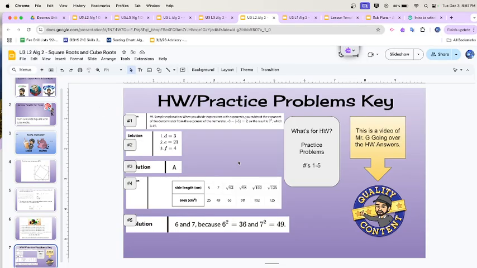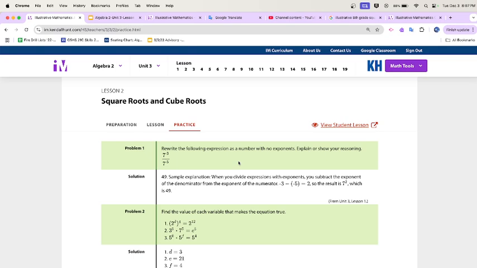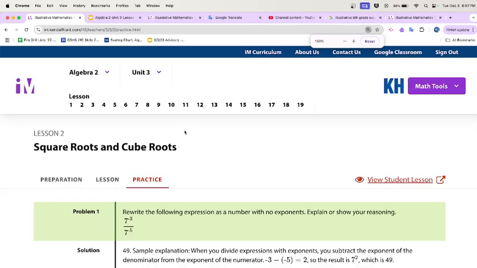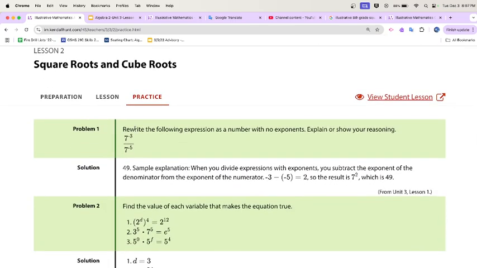Oh, there's the answers for the homework. Let's jump into the practice. I asked you to do numbers 1 through 5. And so this first one should be a little review. Rewrite the following expression as a number with no exponents.